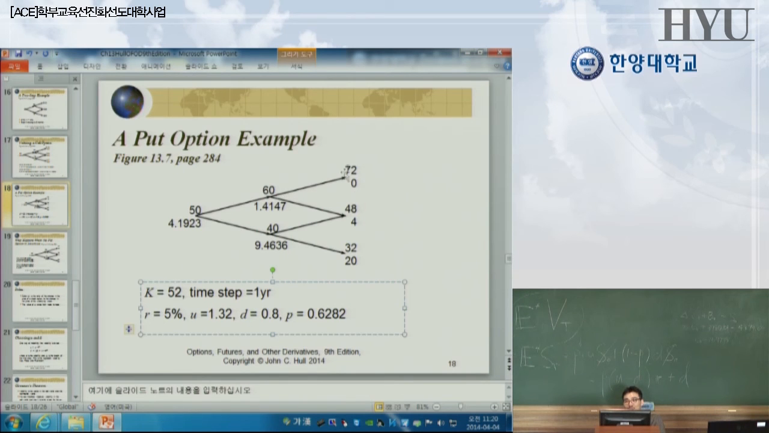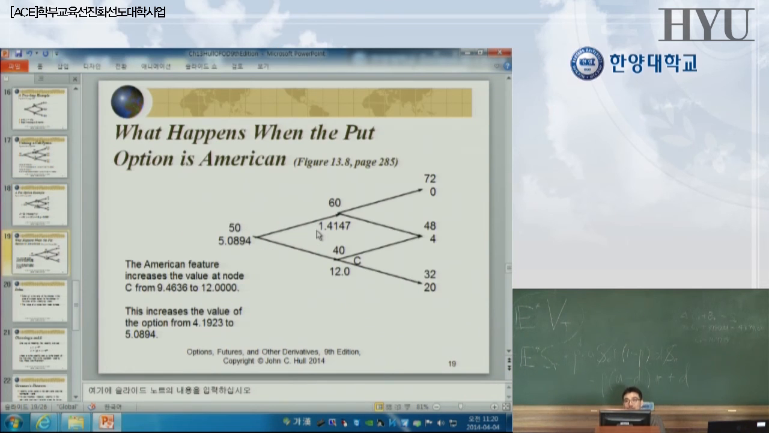Now we move to this point. This probability is 0.6282, and this probability is 1 minus this one, and therefore we can calculate the expected value at this point. Again, I multiply the up probability and down probability, get the expected value, and discount. So I know the value at this point and at this point. So again, I get the expected value and discount, and that's 4.1923. Easy, right?